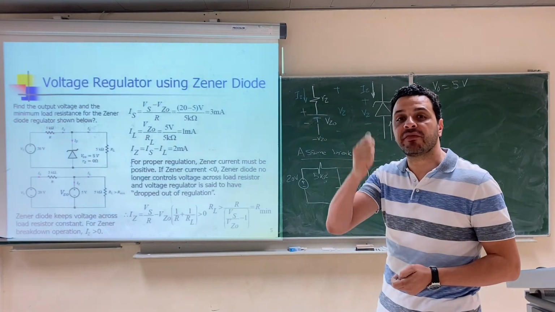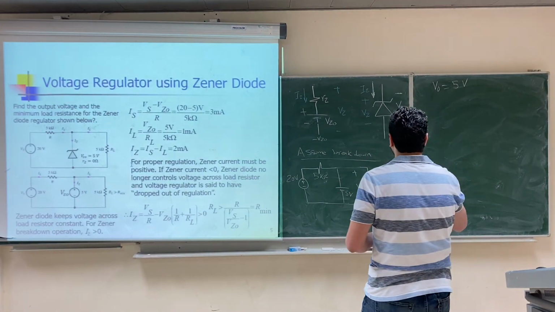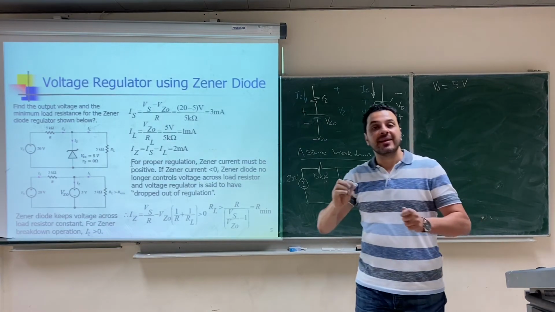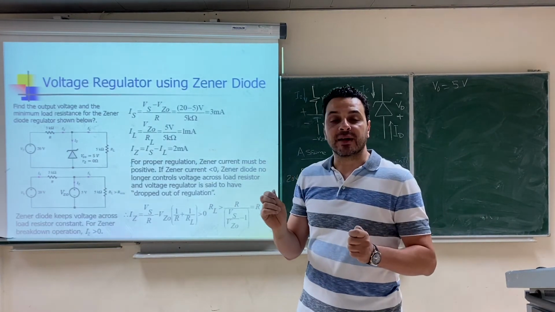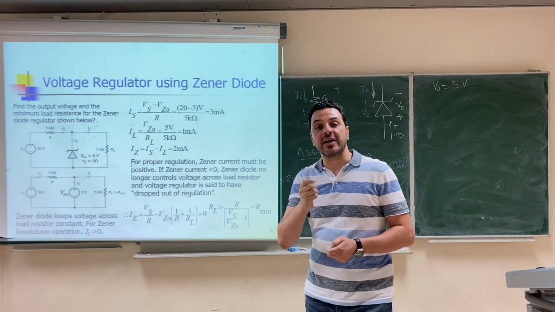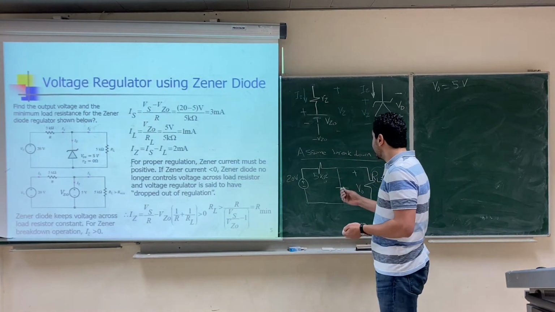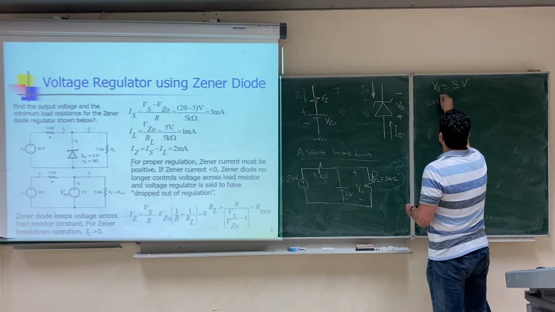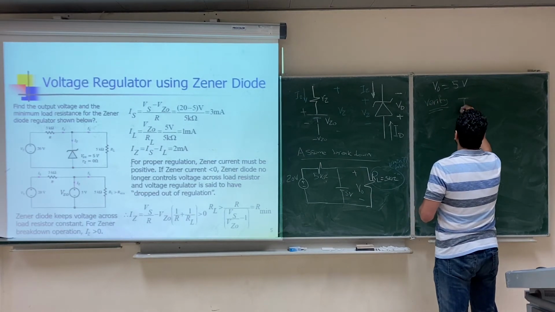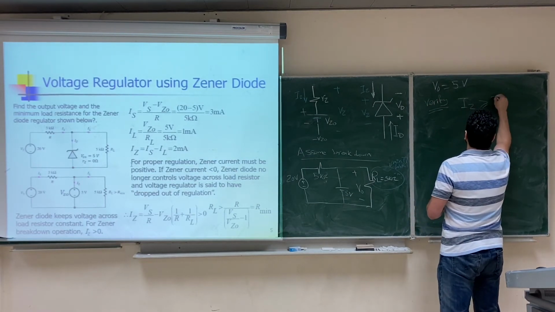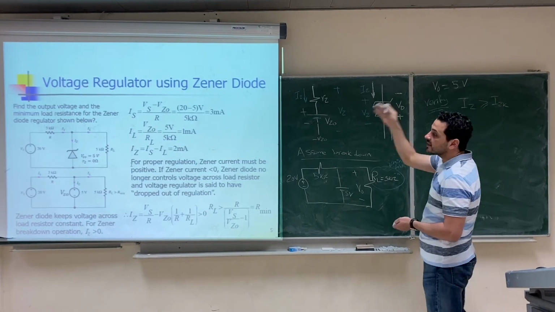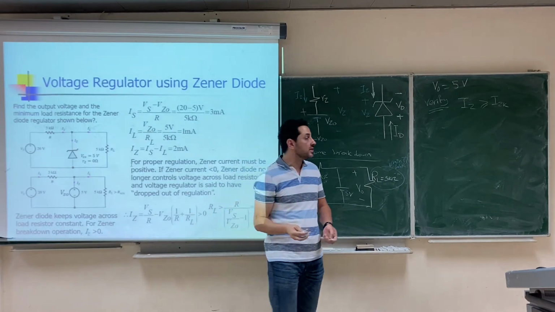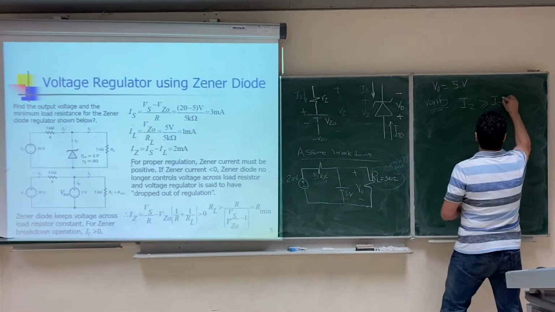We missed the verification. If you reach this step and you stop, then you will not get the full mark. Why? Because you need to verify that your assumption of breakdown is correct. How to verify this? You have to verify using our rule that IZ is greater than or equal to IZK. IZK is not given here, right? IZK is not given here. So by default, as we said, if it is not given, you take it to be 0.